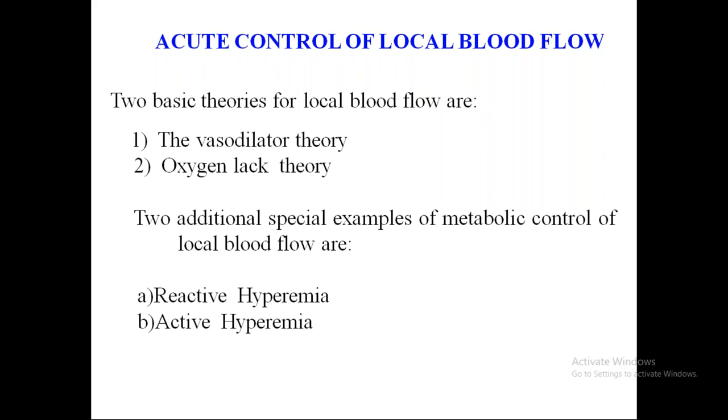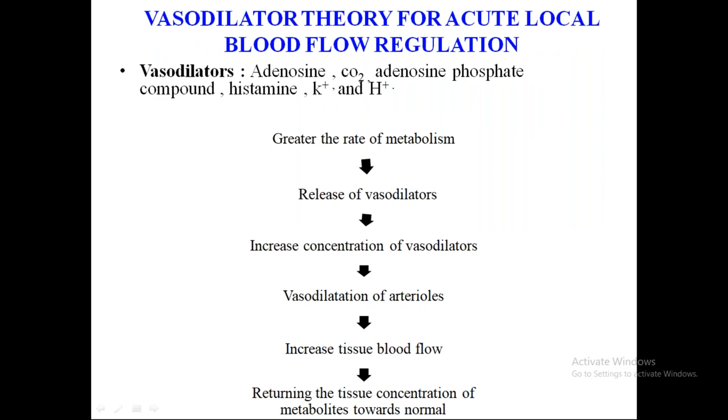Two additional special examples of metabolic control of local blood flow are reactive hyperemia and active hyperemia. Now the vasodilator theory. The vasodilators are adenosine, carbon dioxide, adenosine phosphate compounds, histamine, potassium, and hydrogen ion. When the rate of metabolism becomes greater, it causes release of vasodilators. Then the increased concentration of vasodilators causes vasodilation of the arterioles, increasing tissue blood flow, and returning the tissue concentration of metabolites towards normal.